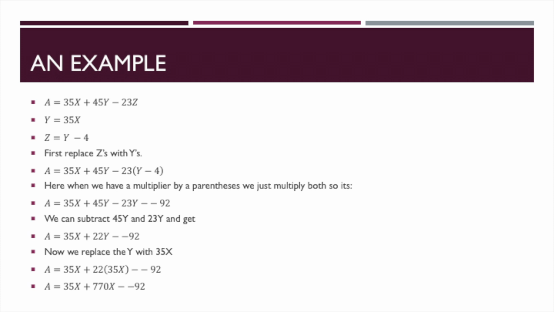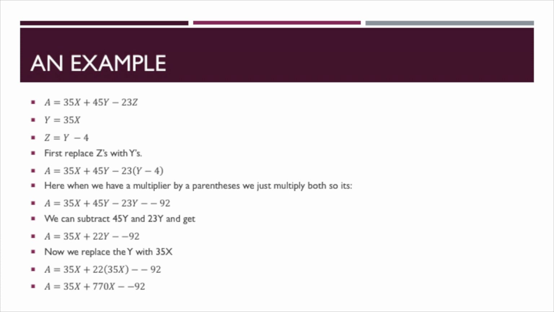We have a equals 35x plus 45y minus 23z. Now, we also know that y equals 35x, and z equals y minus 4. Now you'll notice here we don't have an x equals, so we know x is the independent variable. Y, z, and a are the dependent variables.